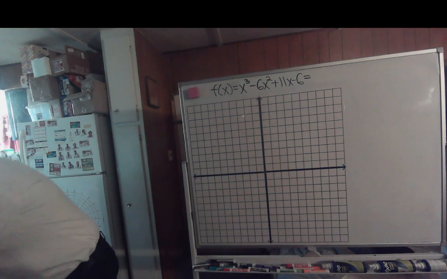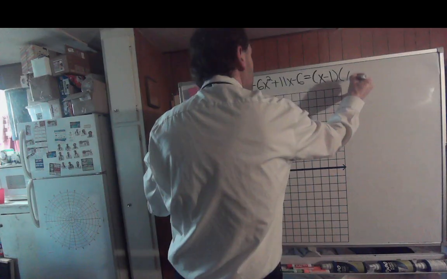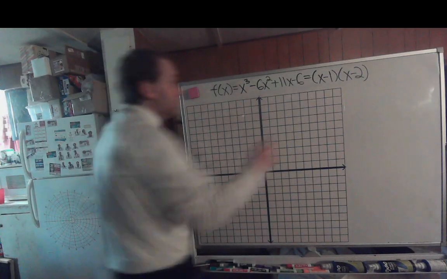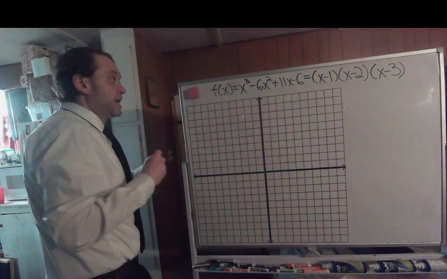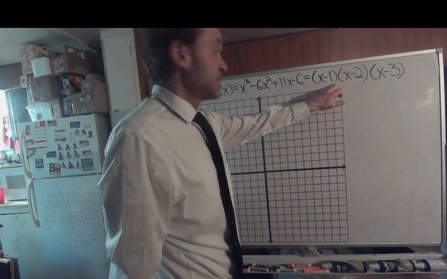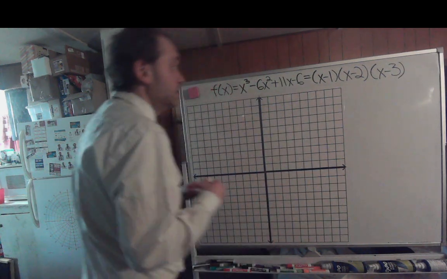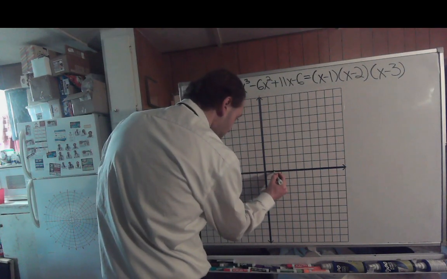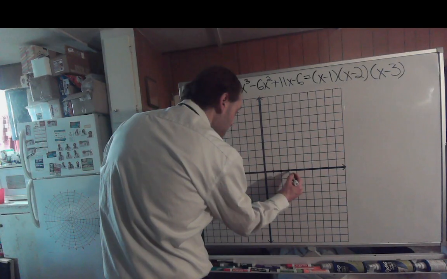So your factors of that are going to be the quantity of x minus 1 times the quantity of x minus 2 times the quantity of x minus 3. So we have three linear factors. So let's go ahead here and find our x-intercepts. That'll be, of course, (1, 0), (2, 0), and (3, 0), right? Okay.